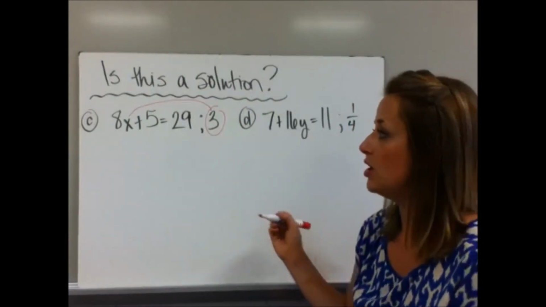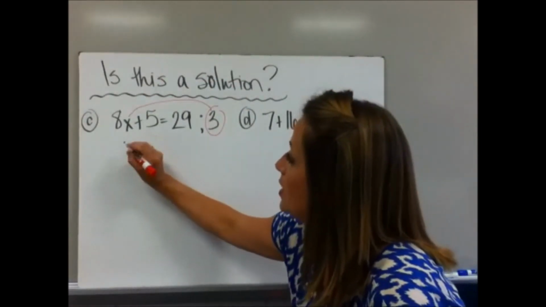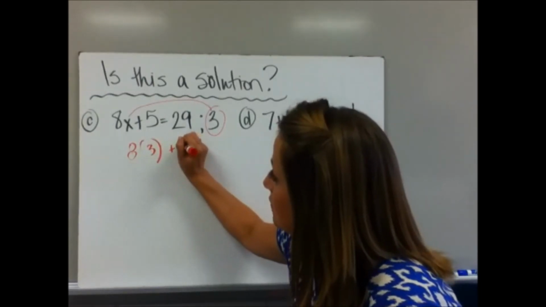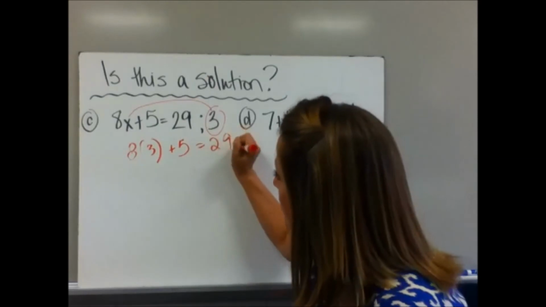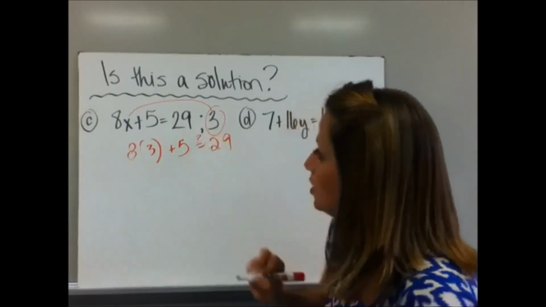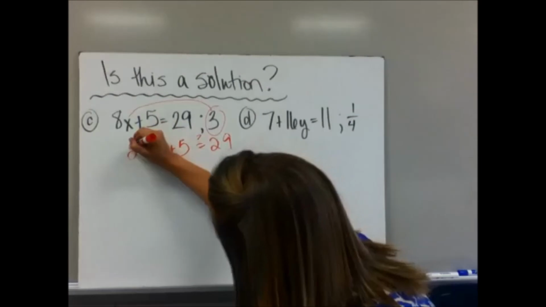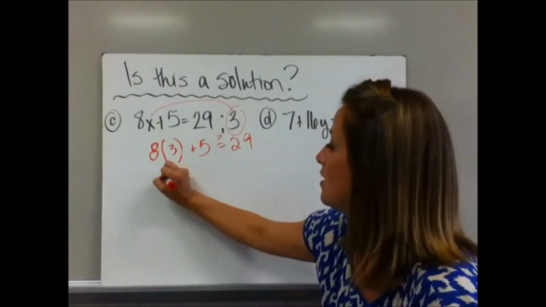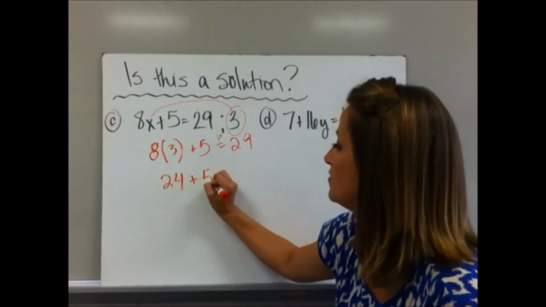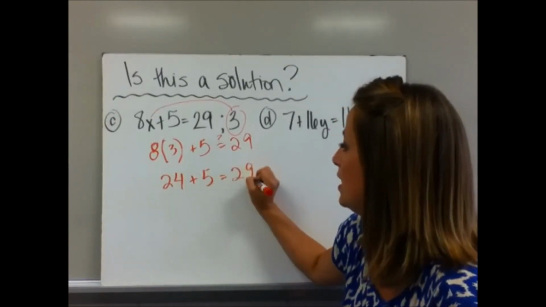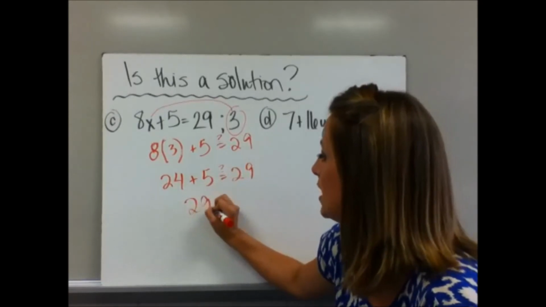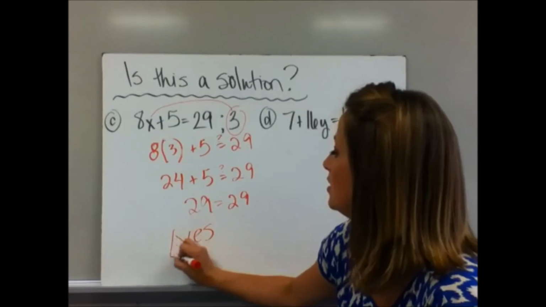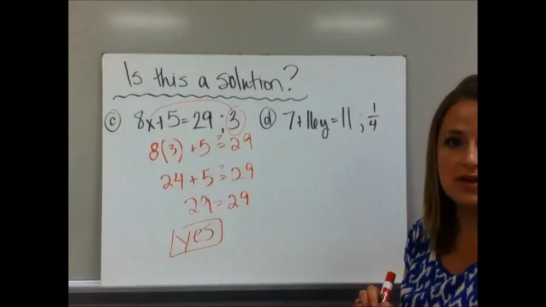Now ideally you could do this in your head, but I'm actually going to write it out for the sake of teaching it to you. 8 times 3 plus 5 equals 29, and we don't really know for sure if this is a solution. I'm going to put a question mark there just to show that we are checking to see if that truly is equal. So multiply first. I'm going to have 24 plus 5 equals 29. And yes, 29 does equal 29. So yes, 3 is a solution to that equation.